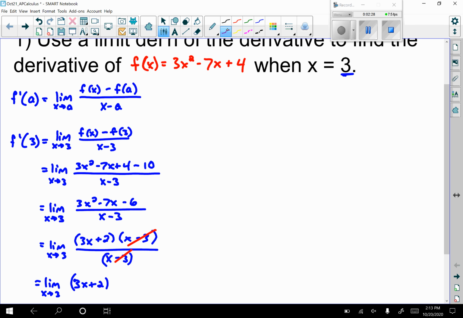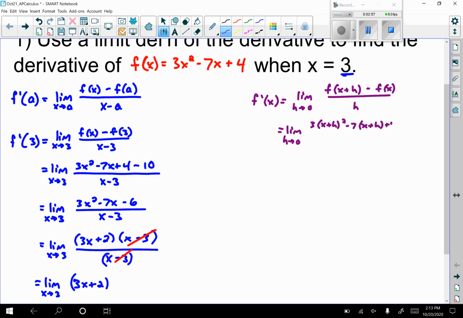Now if you used one of the other two, which are pretty much the same, you're finding f prime of x, which is the limit as delta x approaches 0 or h approaches 0. H is a little bit easier to write and work with, so we're going to write this out. Here we have f of x plus h minus f of x all over h. So we're going to have 3 times the quantity x plus h squared minus 7 times x plus h plus 4. Then minus our f of x, so that's 3x squared minus 7x plus 4 all over h.